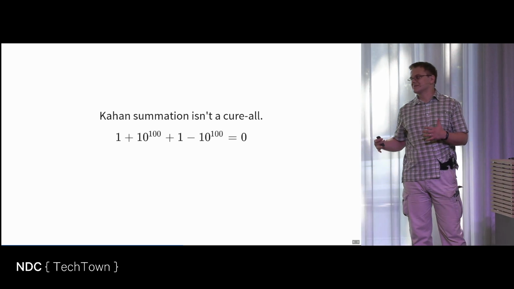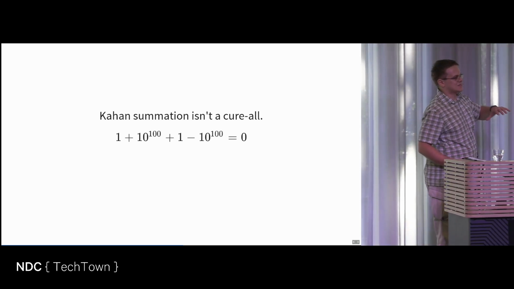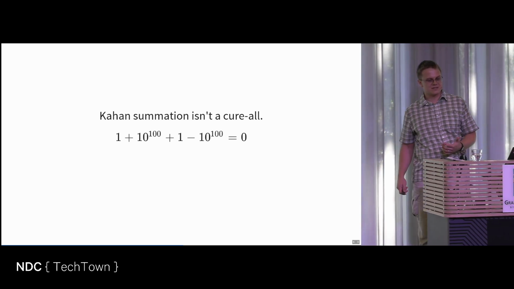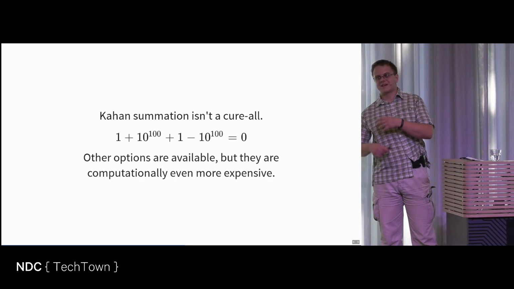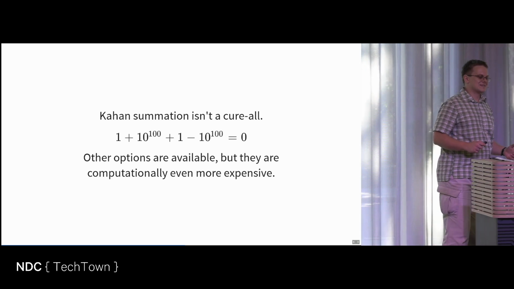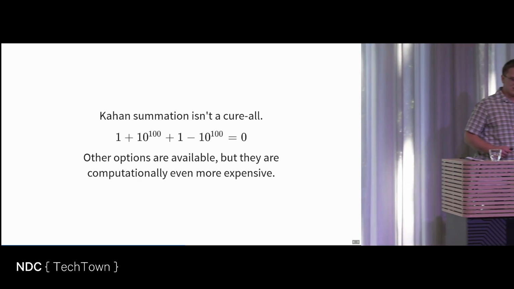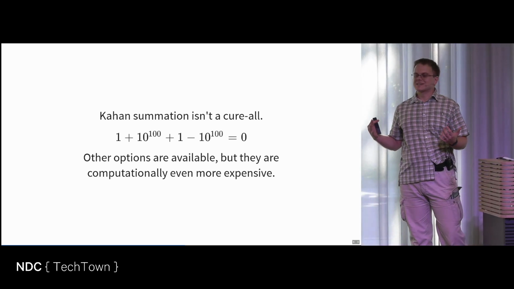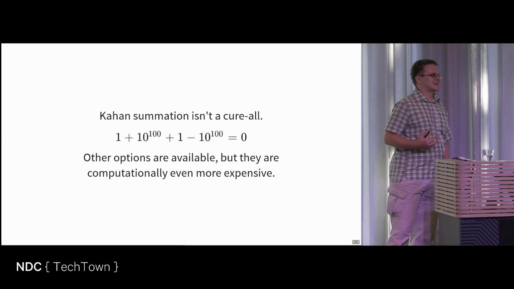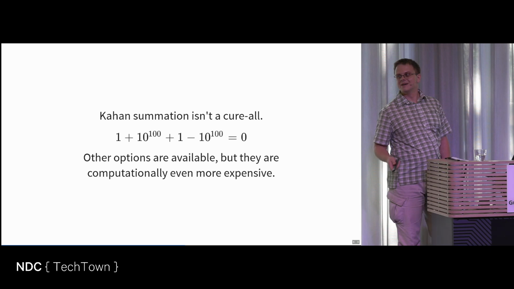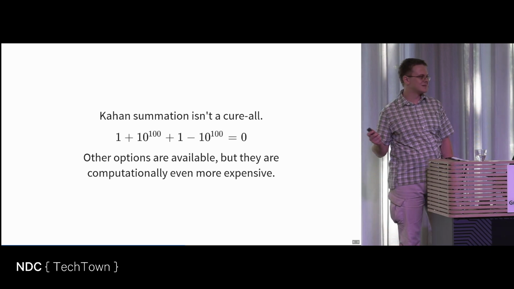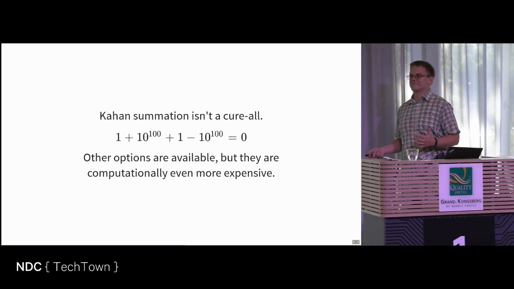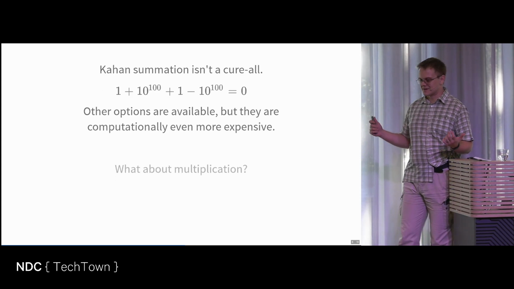But Kahan summation actually runs into the same issue. It boils down to the fact that it assumes that your running sum is bigger than what you add in. If it isn't, it will break like this. Again, you can fix this. There are options that cost even more computation, but will give you the actual result properly. By the way, before I go to multiplication, what about subtraction? What do we do if we need to subtract numbers, not add them? Well, is subtraction different than addition of negative numbers? No. So there is your answer.